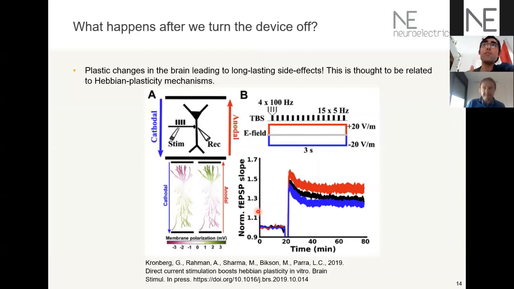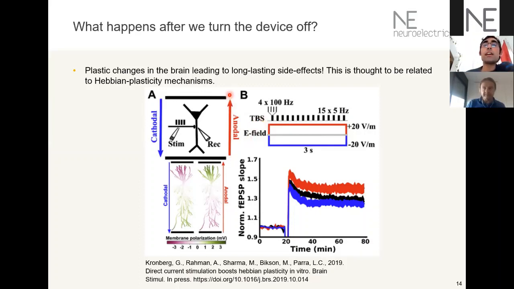However, if you repeat this stimulation across a period of several weeks and across several sessions, you'll actually induce long-lasting effects that are due to plasticity-related mechanisms. In a paper that came out in 2019, the authors induced long-term potentiation using a well-known stimulation protocol, theta burst stimulation. And they did this in two conditions.